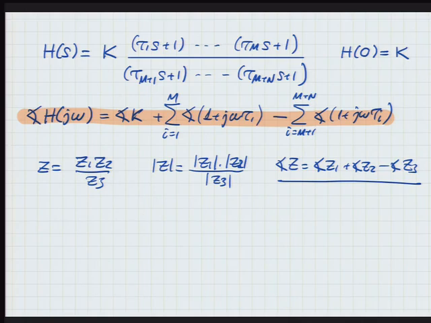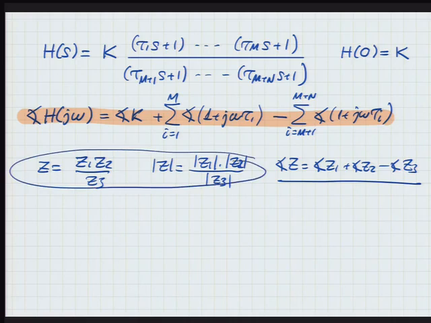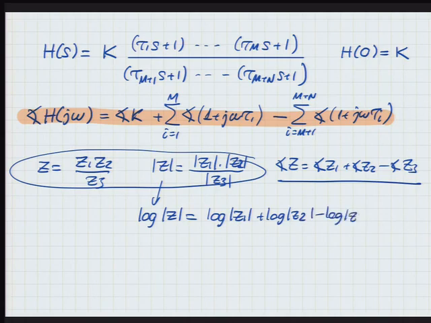Okay, now according to this, magnitude is not so easy. It's not just additive, right? But we have something to our advantage. We are not really plotting the magnitude as it is. We are plotting the logarithm of the magnitude. So if I look at this and ask you, what is the logarithm of z? What is it? Log z1 plus log z2 minus log z3. So that makes all the magnitude plot also additive.